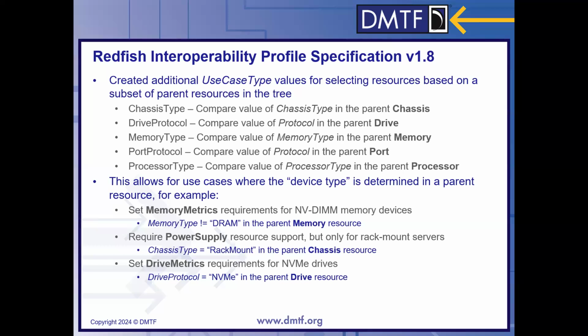Oh, and I have examples there at the bottom, which I should have looked at as I was reading here. So you can see there's a chassis type of rack mount, memory type not equal to DRAM. Well, that covers all of the NVDIMM types, and there are multiple types of NVDIMM. So using a memory type not equal to DRAM would be the way to cover all those things. And then obviously, as I just gave that same example, there's the drive protocol for like an NVMe drive.